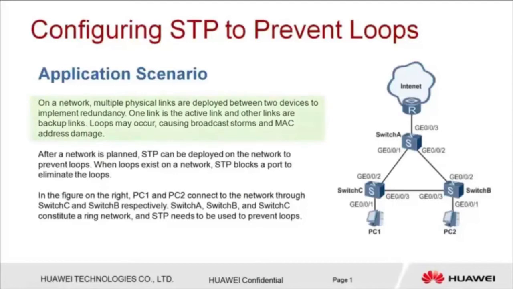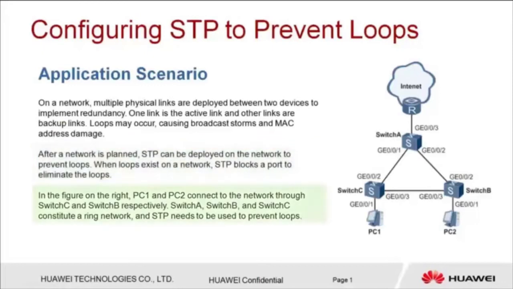On a network, multiple physical links are deployed between two devices to implement redundancy. One link is the active link, and other links are backup links. Loops may occur, causing broadcast storms and MAC address damage. After a network is planned, STP can be deployed on the network to prevent loops. When loops exist on a network, STP blocks a port to eliminate the loops.